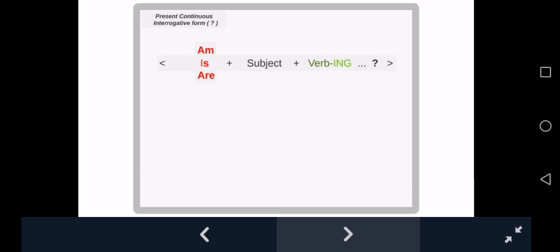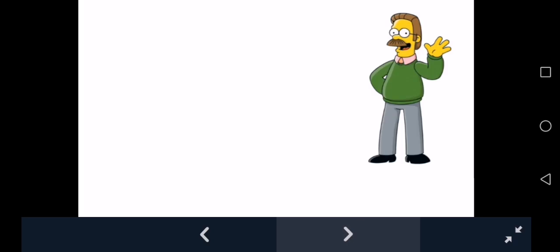And finally, we have the interrogative form, which is almost the same, but in this case we have to use the verb to be at the beginning, and then we use the subject. And don't forget to use a verb plus ing. For example, are you listening? Is Fallon eating chocolate? Am I studying?